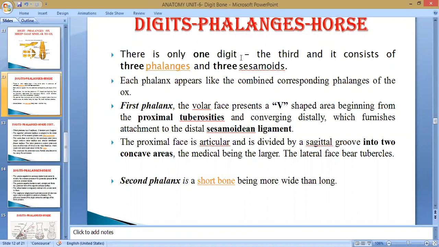But in case of the equines only one digit is developed, and the digit contains, like the ox, three phalanges and three sesamoid bones. Okay, so here only one digit, the third.